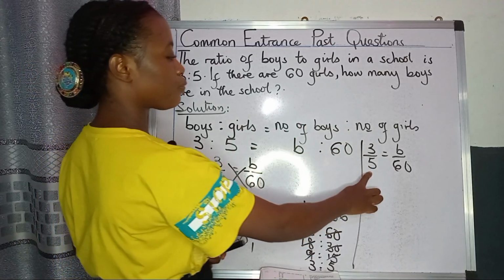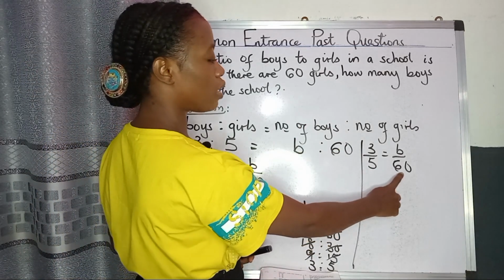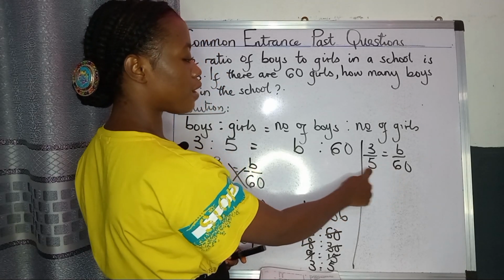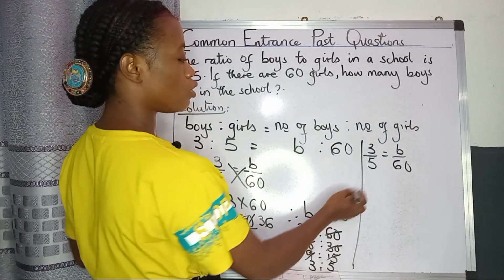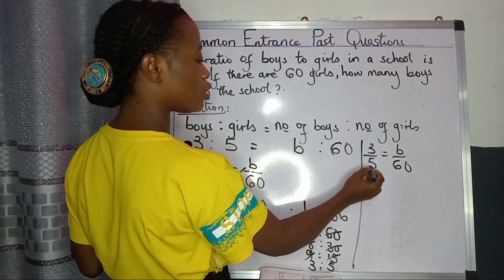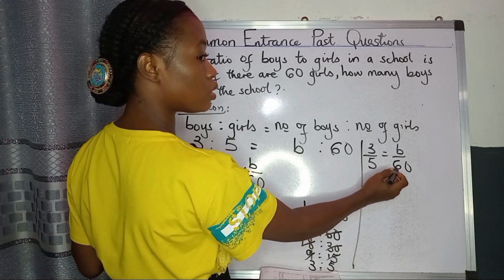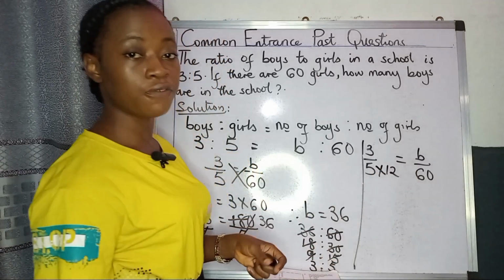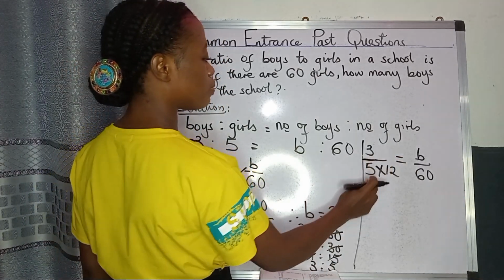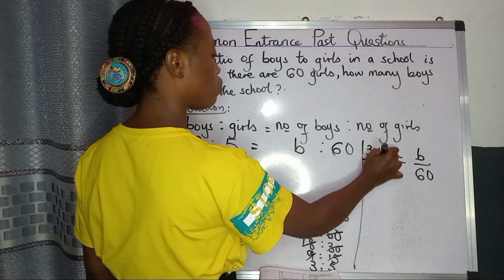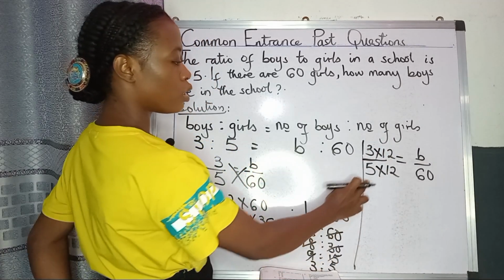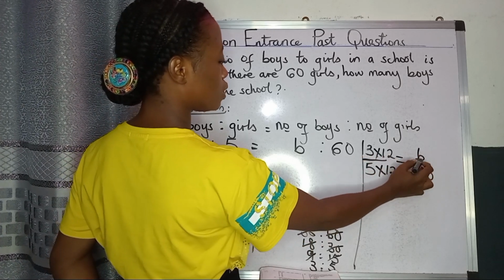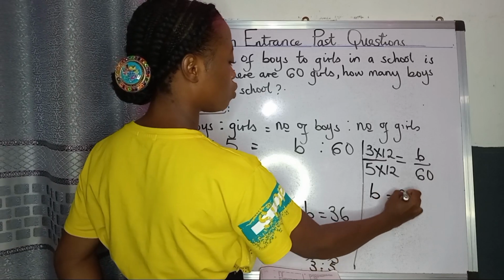Now, if you look at this, something was done to this 5 to get 60. This 5 was increased to 60, and the only thing you can do to 5 to get 60 is to multiply. So you look for what you can multiply 5 by in order to give you 60, and of course it is 12, because 5 times 12 will give you 60. So whatsoever you use to multiply the denominator, you also use to multiply your numerator. 5 times 12 is 60, so 3 times 12 is equal to 36. Therefore, B is equal to 36.